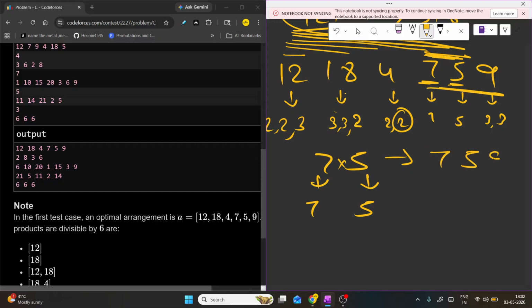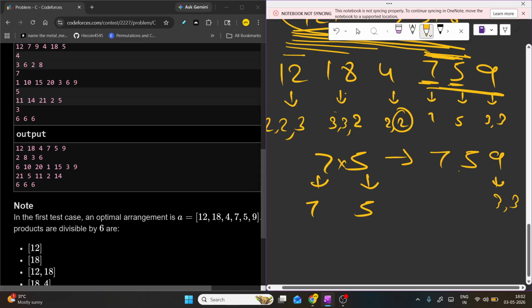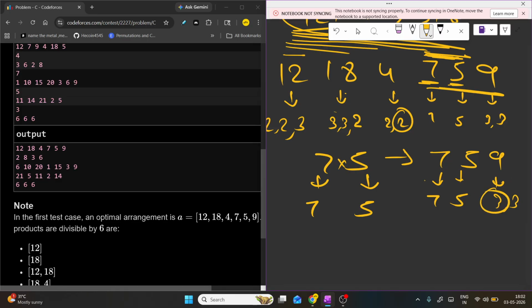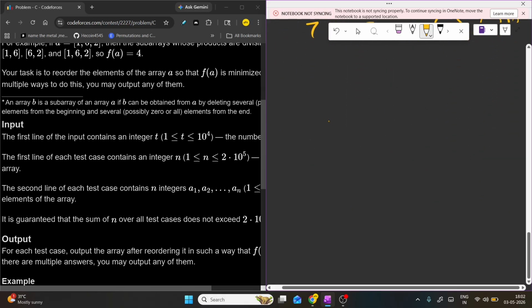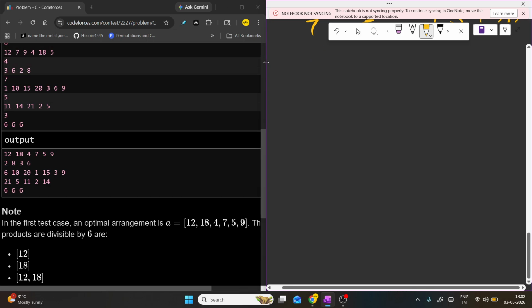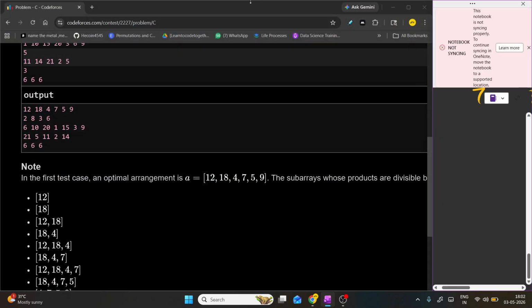This consists of 3, 3, this consists of 5 and this consists of 7. Now we can see that here there is at least one 3, but we could not form at least one 2. So this subarray also won't be divisible by 6. So now we have to rearrange it in such a way that we are able to minimize f of a, that is the number of subarrays which are divisible by 6. So we have to minimize that. So how can we do that?